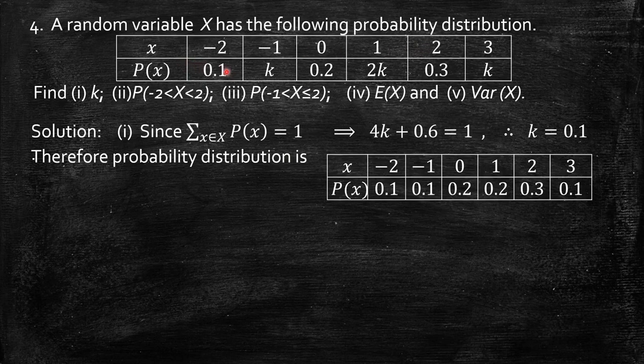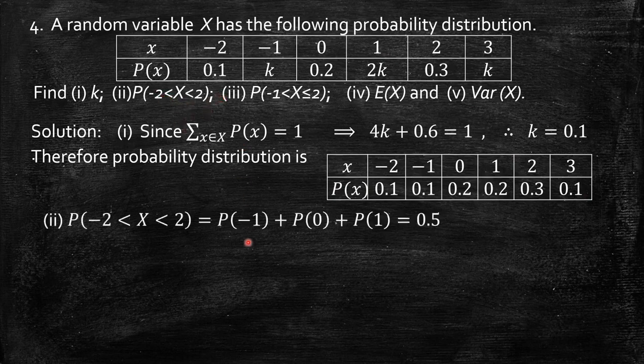So the distribution table now takes, when x equal to minus 2, it is 0.1, already given. When x equal to minus 1, k, that means 0.1. When x is 0, 0.2. When x equal to 1, 2 times 0.1, that is 0.2. When x equal to 2, 0.3. When x equal to 3, it is 0.1. So we can now find the probabilities.